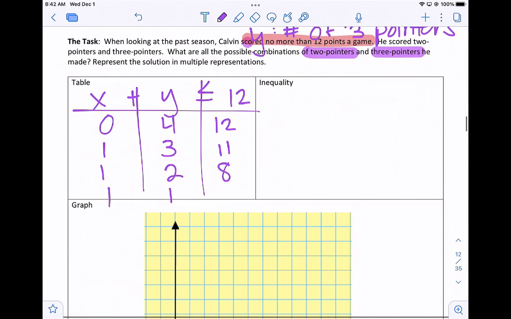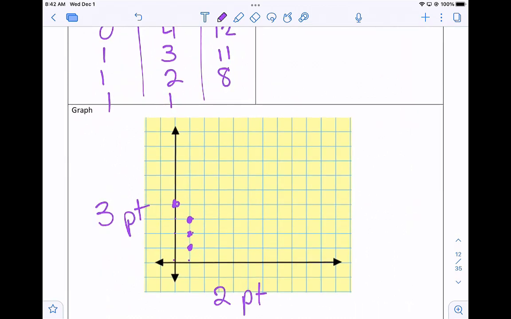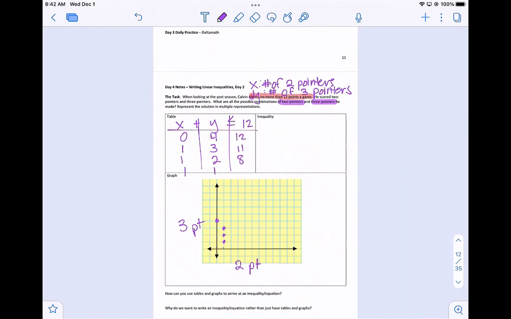So if you notice, if you make a table, there are going to be many different solutions. We could graph those solutions. So again, if this is the number of 2-pointers, this is the number of 3-pointers, you could score 0, 4. You could score 1, 3. You could score 1, 2. You could score 1, 1, and so on. So as you're graphing and making a table, you'll notice that there's many different solutions for this basketball problem.